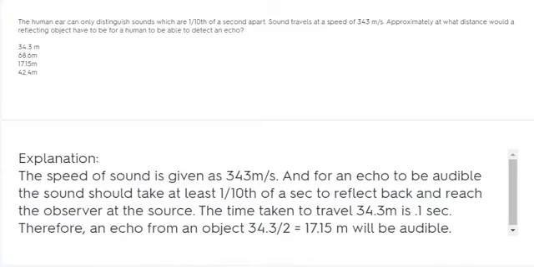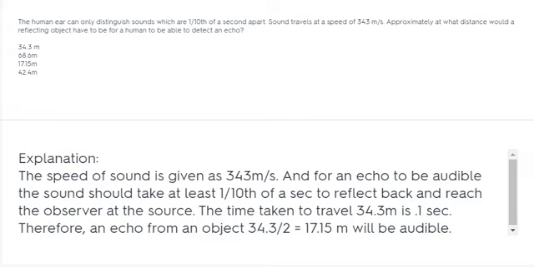The human ear can only distinguish sounds which are one-tenth of a second apart. Sound travels at a speed of 343 meters per second. Approximately at what distance would a reflecting object have to be for a human to be able to detect an echo? 34.3 m, 68.6 m, 17.15 m, 42.4 m.